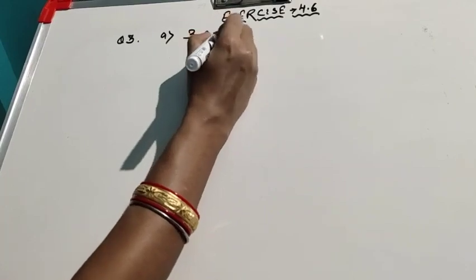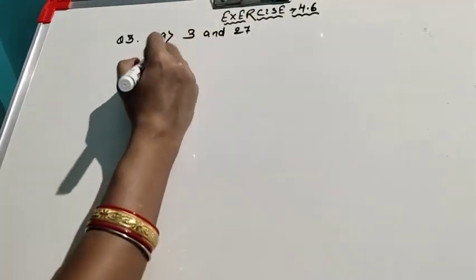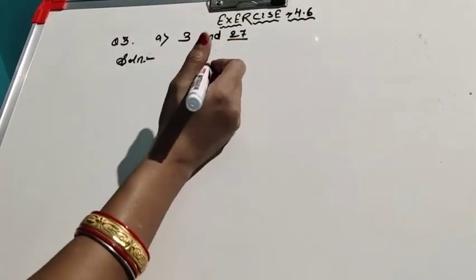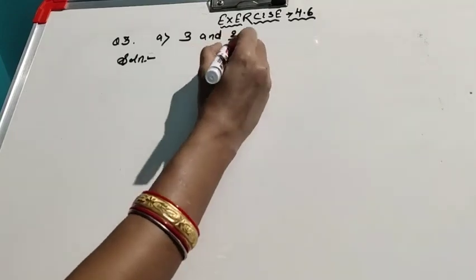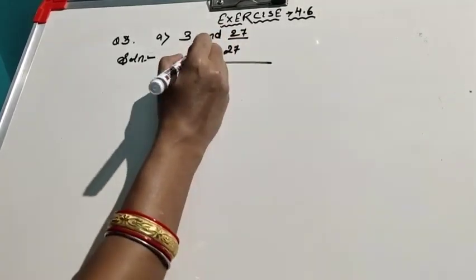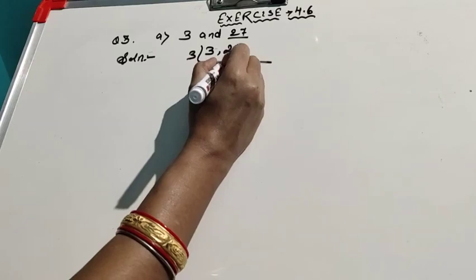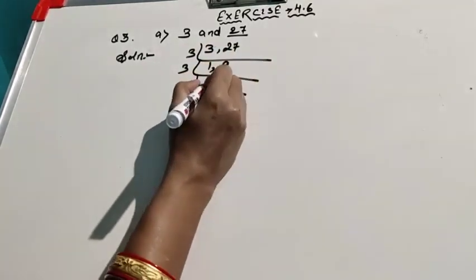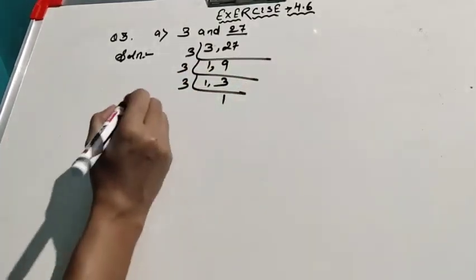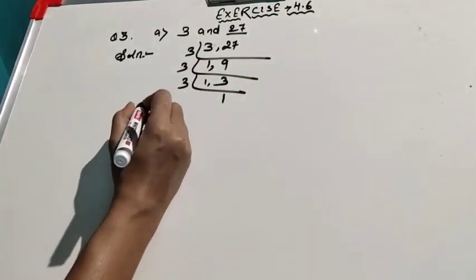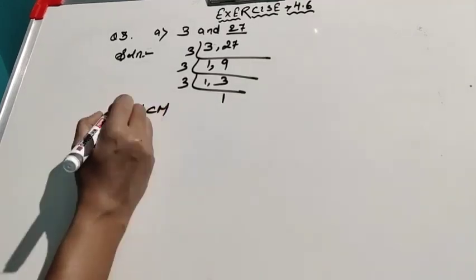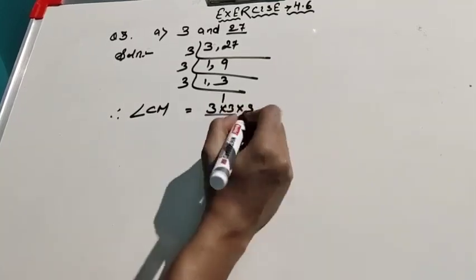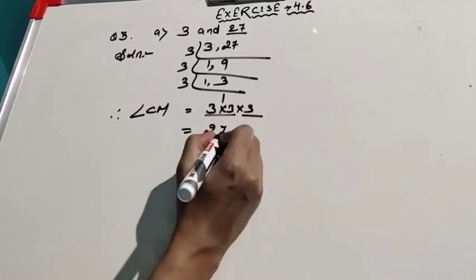3 and 27. You know what we will do? Simply we will go with the division method. We will write 3 and 27. So 3 1s are 3, 3 9s are 27. Again 3 table, 3 3s are 9. Again 3 table, 3 1s are 3. After that, because the question says division method, we will write LCM is equal to 3 multiplied by 3 multiplied by 3. 3 3s are 9, 9 3s are 27, which is your correct answer.